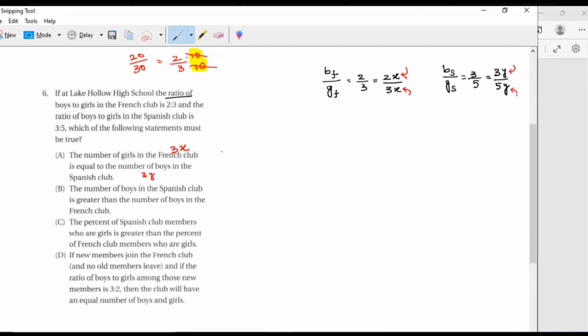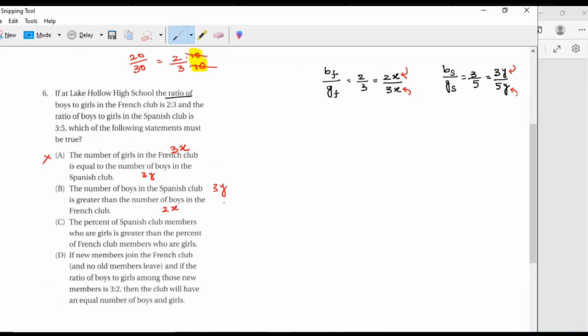Is that making sense? Those are ratio numbers. Those are not actual numbers. Is that clear? So I cannot say that for sure. Next, the number of boys in the Spanish club, which is 3y, is greater than the number of boys in the French club.